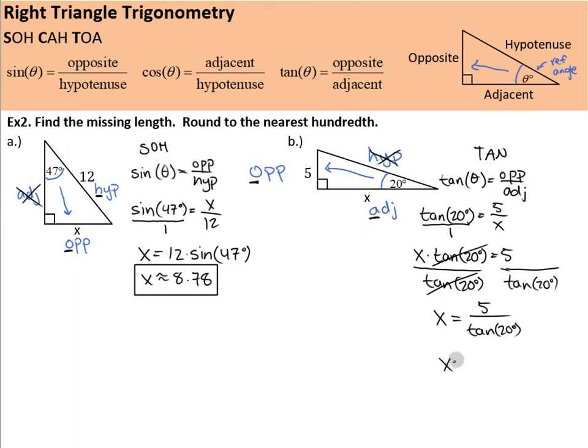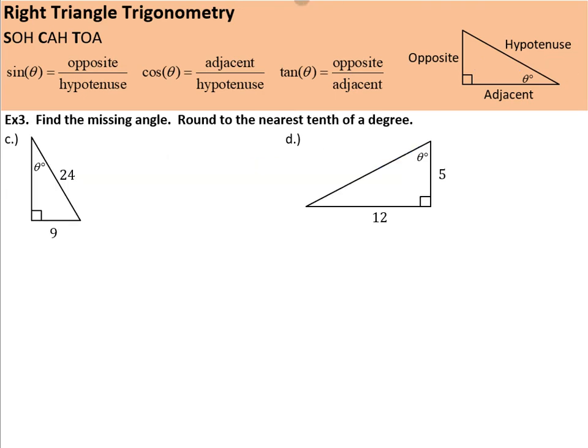X is about 13.74 units of length. Okay, so this is how we can use Sohcahtoa to help us find missing side lengths if we can't use Pythagorean theorem and can't use special right triangles, and it's a right triangle. Sohcahtoa, or right triangle trig, will help.